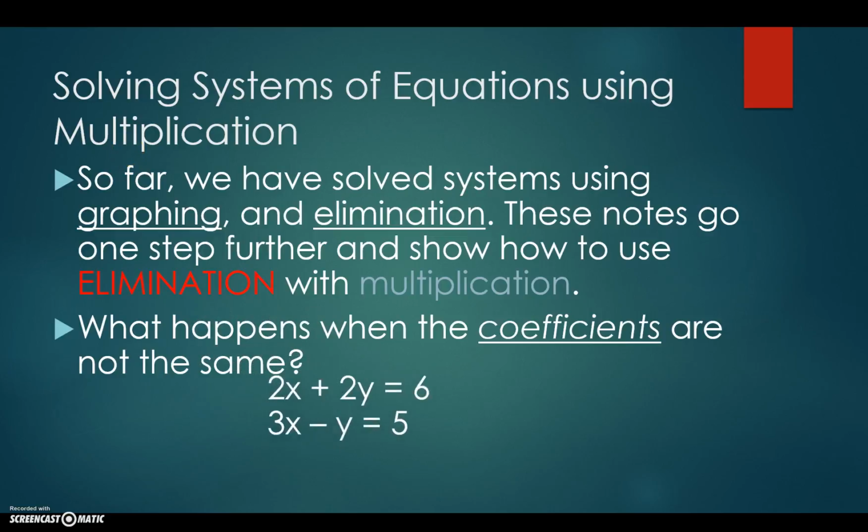For example, 2x plus 2y equals 6 and 3x minus y equals 5. We still want to solve for x and y. We can't use any other methods because they're both in standard form, so we still want to use elimination. What we're going to do is change the steps up a little bit so that we end up with the same coefficient.